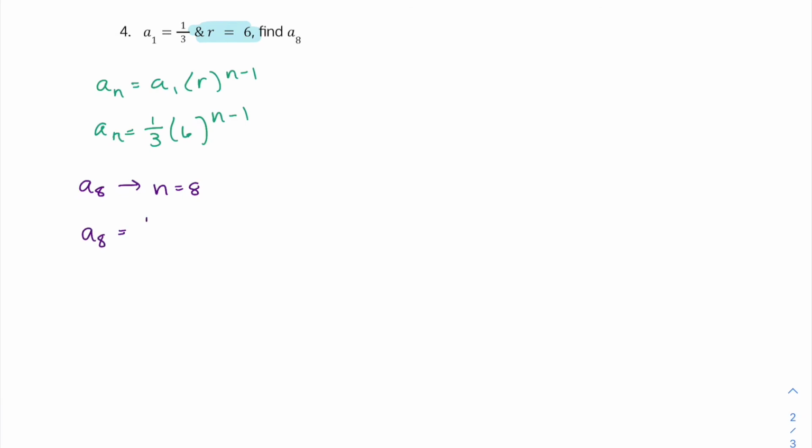And so I just plug 8 in to my formula, 1/3 times 6 to the 7th. And then this I just type right into my calculator, being careful to keep 1/3 in its own parentheses and 6 to the 7th in its own. And we will have 93312 is my 8th term. And this one is done.